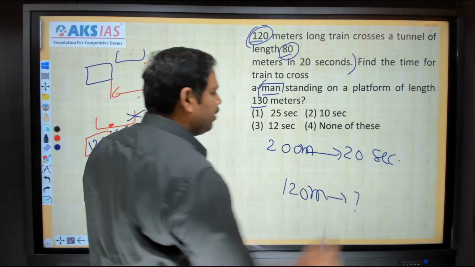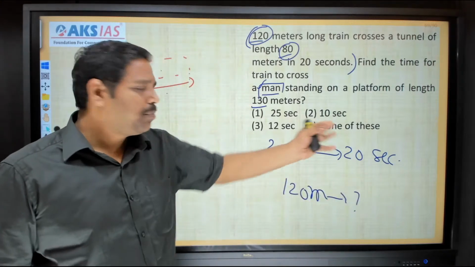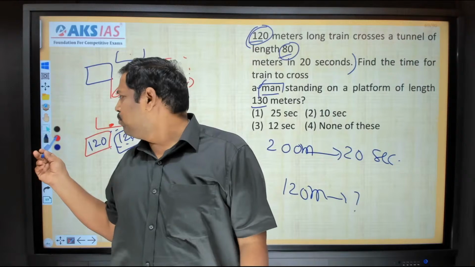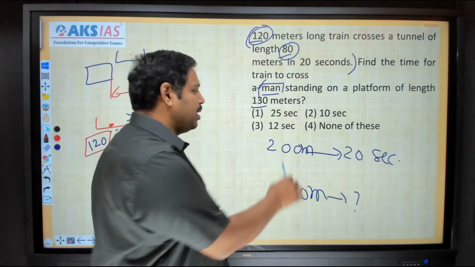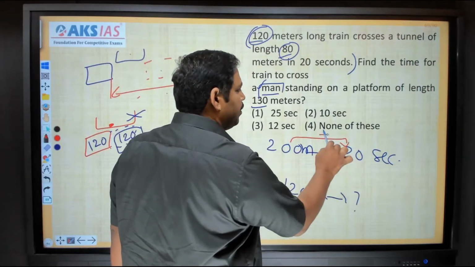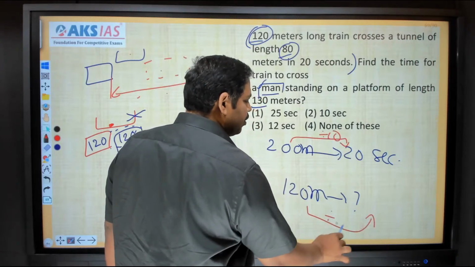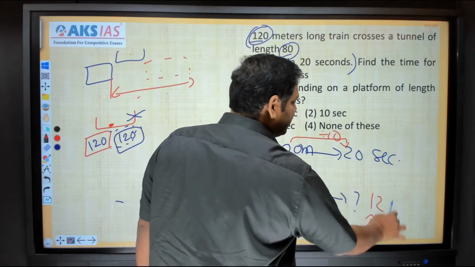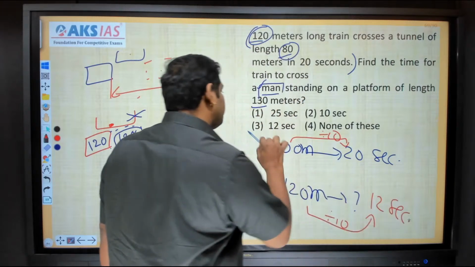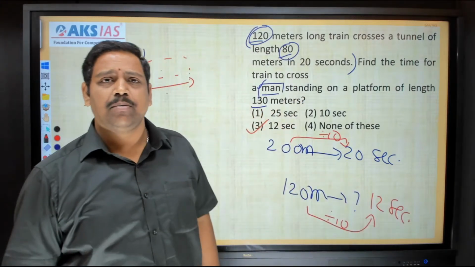How much time does it require? You can cross multiply, since both are in direct proportion, as I said in the previous problems. This is by 10, so this is also by 10. 120 by 10 is how much? 12, right? 12 seconds. How much time is required? 12 seconds. The point you should notice here is a beautiful concept.